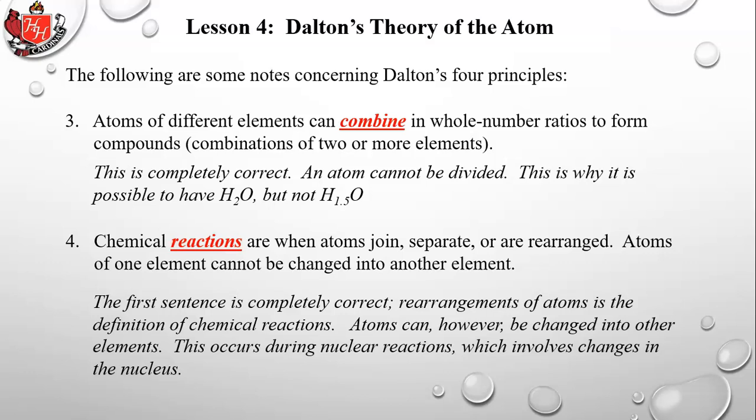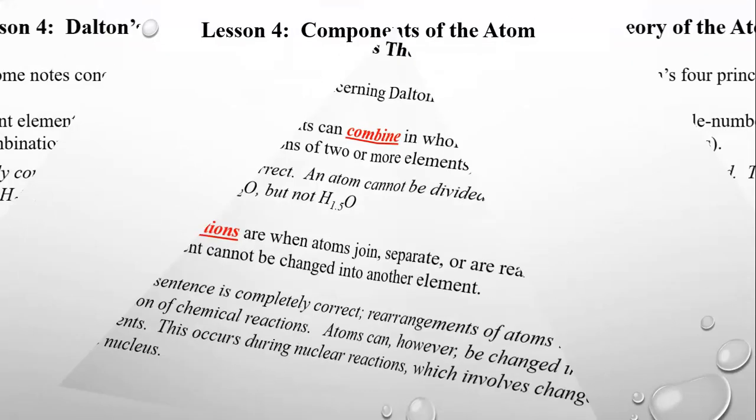Atoms can, however, be changed into other elements. This occurs during nuclear reactions, which involve changes in the nucleus. We'll talk about that briefly, but it's really not chemistry, it's really nuclear physics. But we'll talk a little bit about how nuclear reactions take place and what they are and how they happen.